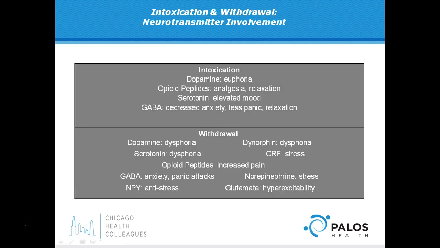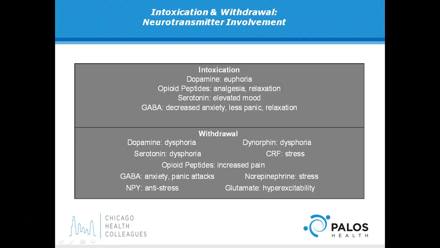Now, there are neurochemicals that we need to be aware of, particularly when we're prescribing opiates. One of the main neurotransmitters for substance use is going to be dopamine. Dopamine is not only causing euphoria, but it also will perpetuate the liking of a drug because of its reward. As you can see in this slide, you see dopamine causing euphoria, also analgesia, relaxation. It also increases serotonin, and hence they feel elevated mood, they feel happy. And it works on your GABA receptors as well, so it decreases anxiety, they have less panic and more relaxation.